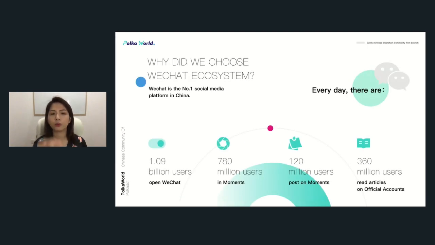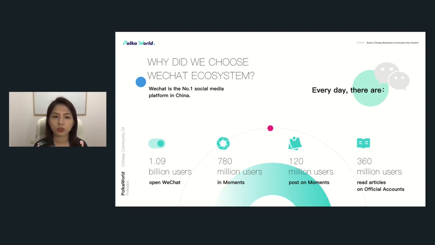So you may have noticed that I mentioned a lot about the WeChat ecosystem. And it's true that we put about 80% of our efforts into the WeChat ecosystem. Why do we do that? Why did we choose the WeChat ecosystem as our main position? Because WeChat is the number one social media platform in China. Every day there are 1.09 billion users using WeChat. That is like the majority of the Chinese population.